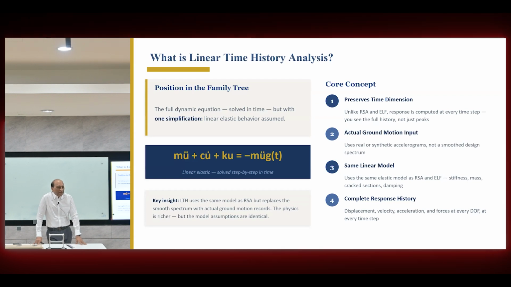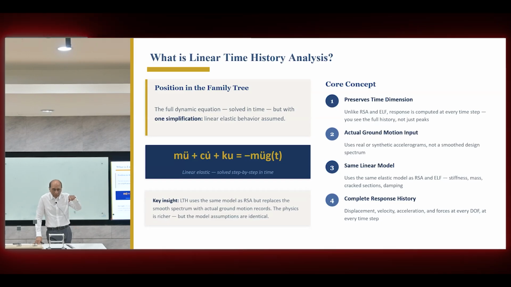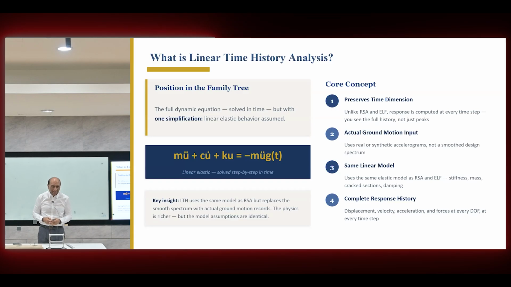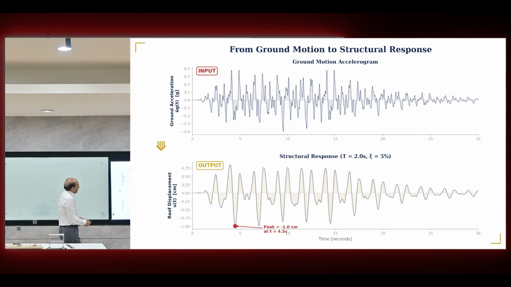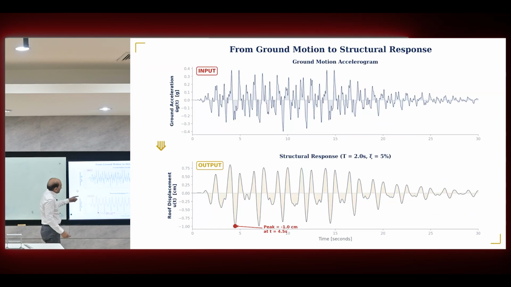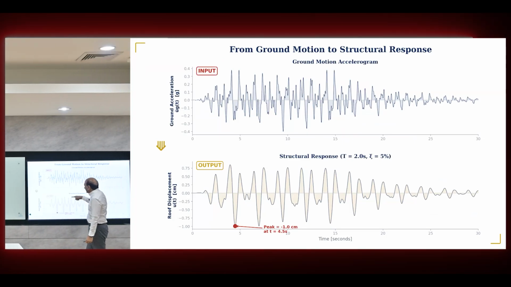There's a whole PEER database with thousands upon thousands of time histories available there. You bring them back, you can scale them to your response spectrum, so they are not outside the range of that, but you still use the ground motion. So that's the thing. So now we get the output. So that's the input, and that's the output.